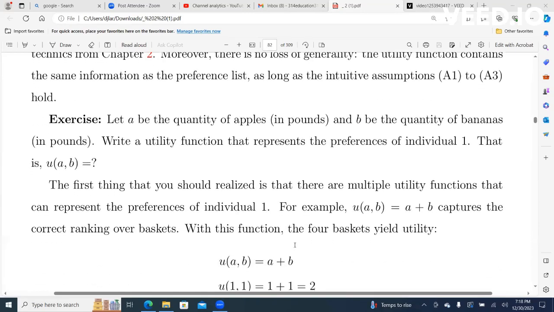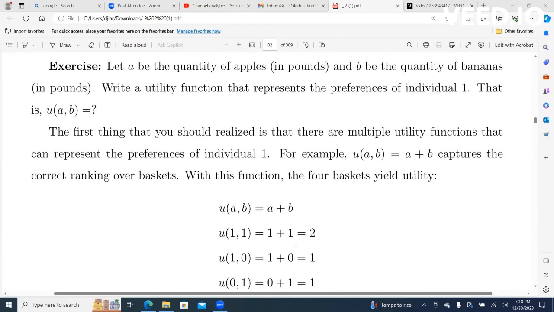So the utility function is what it's all warming up to, and this whole chapter is basically about the utility function. So now we have an exercise. Let A be the quantity of apples in pounds and B be the quantity of bananas in pounds. Write a utility function that represents the preferences of individual one. Individual one came from that previous exercise, and the only thing I take from individual one is the fact that they prefer apples and bananas equally. So if we prefer apples and bananas equally, then this is going to be our utility function.